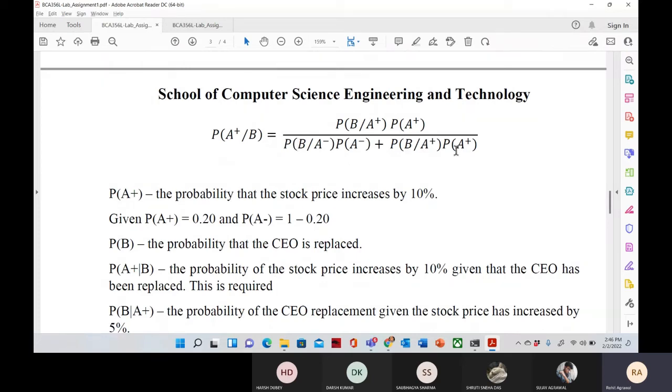And if you read some textbook or internet resources, don't be confused. They have not used the plus sign or minus sign. Instead of the plus sign they use just A, and instead of the minus sign they use not A. A and not A. So don't be confused. Is this question clear?